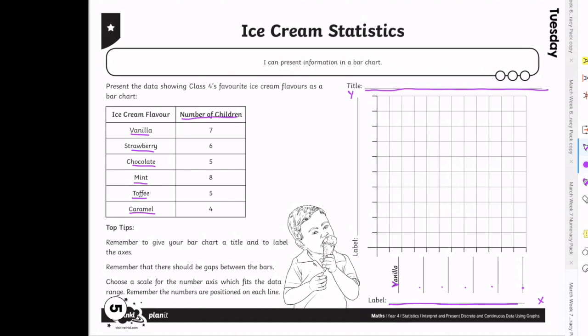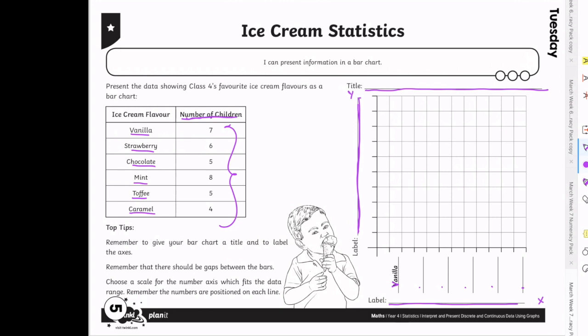Now you're going to figure out the scale you're going to use for your bar chart. Are you going to go up in ones? Are you going to go up by twos? What are you going to go up by? Take a look at your numbers and see how many you can fit in here, or how many you need to count by in order to create a proper scale. Lastly, you're going to label your y-axis. Remember, this is the number of children being represented on the scale. So what should this label be?